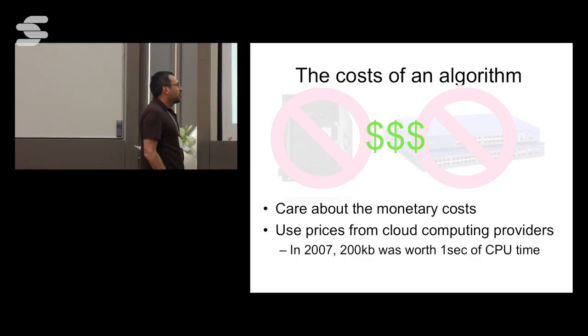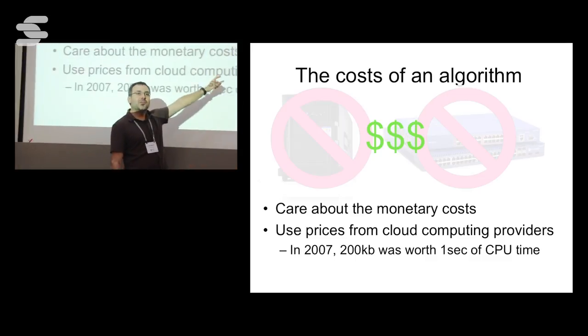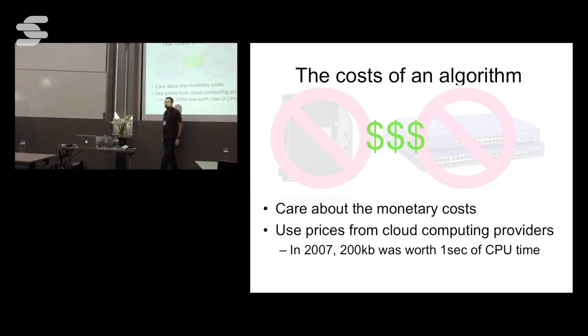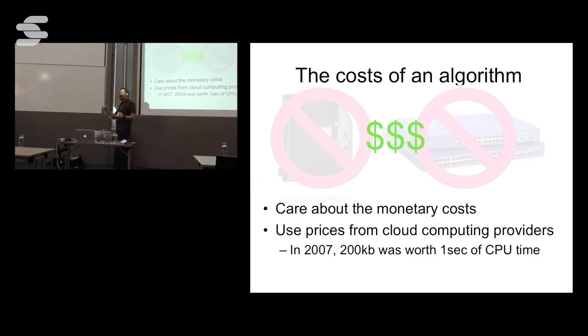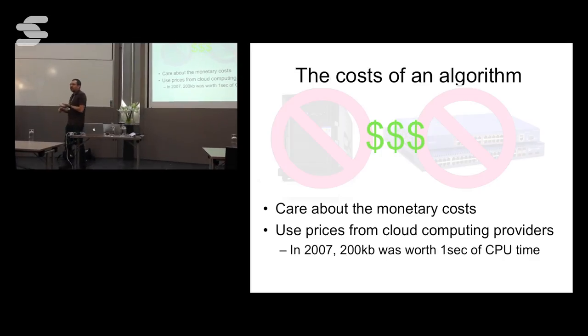At the time, the price for 200 kilobits of networking and the price for 1 second of CPU were the same. Today's numbers, I'm sure, are different. But it's interesting because now I can take storage cost, network cost, and compute cost and turn them all into one unit, dollars. Because at the end of the day, if you're running this on Amazon, you care about dollars. So that's fun. Let's do algorithms in terms of dollars.